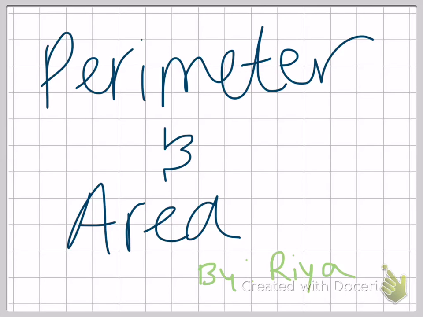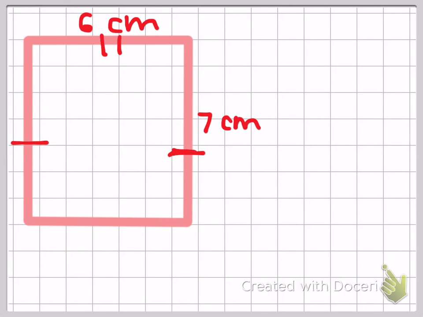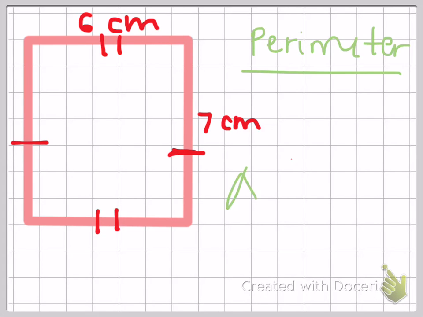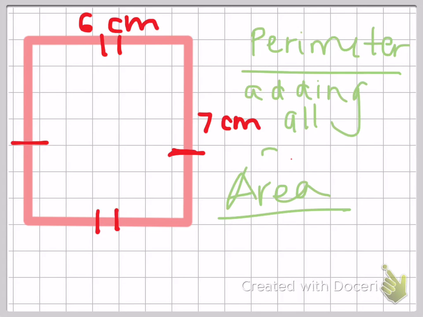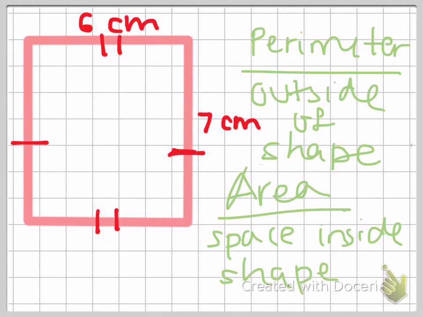So the first thing we'll start off with is looking at a shape. You always find the perimeter and area of a shape or of a given object or whatever it may be. But right now we're looking at shapes. So we have a shape here, and its lengths are 6 centimeters and 7 centimeters.